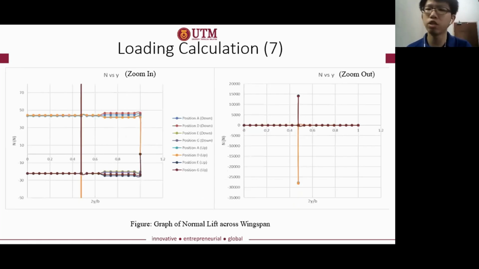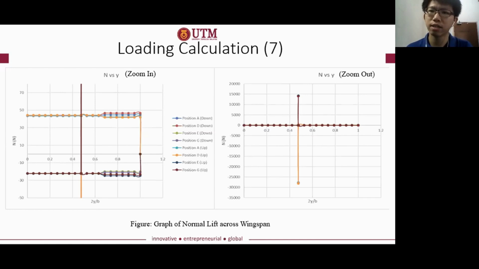So after calculating the normal lift force, shear force, bending moment, and torsion from the wing loading analysis with aileron and without aileron, the values are tabulated and presented in graphs. These two figures are the graph of normal lift across wingspan. The figure on your left shows the normal lift force across the wingspan when it was zoomed in to a smaller range of the normal lift force axis, while the figure on your right shows the normal lift force across the wingspan when it was zoomed out.